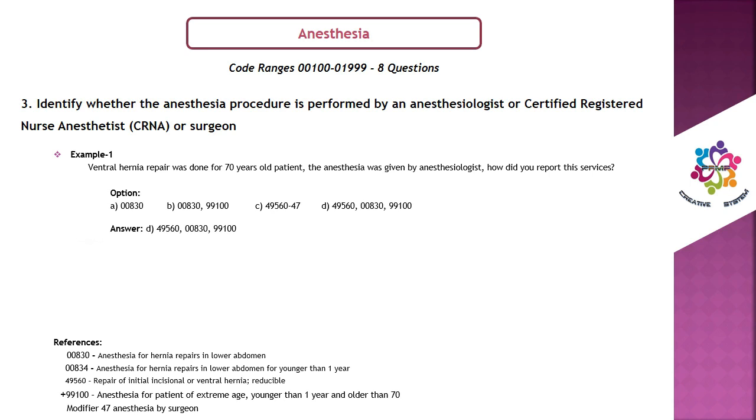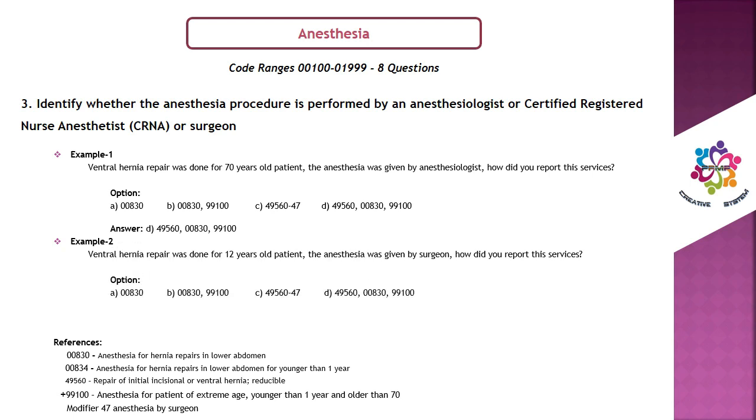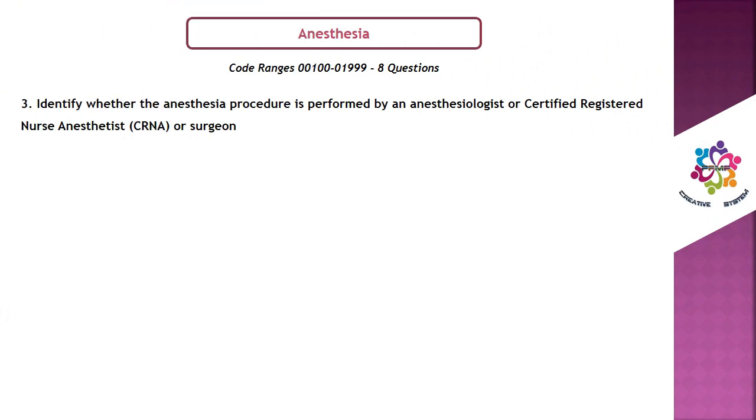00830, 99100. Example 2. Ventral hernia repair was done for a 12-year-old patient, the anesthesia was given by the surgeon. How did you report this service? Option A. 00830. B. 00830, 99100. C. 49560 with modifier 47. D. 49560, 00830, 99100. Guess it, what will be the answer? Yes, correct. The answer is option C, 49560 with modifier 47.